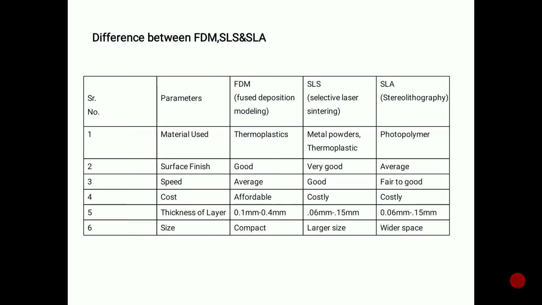And why did we choose FDM? The reason is that we made a comparison chart between FDM, SLS and SLA, and from that we can see that the material used in FDM is thermoplastic, which is way cheaper than the others. Although the surface finish is good and the speed is a bit average, the cost is affordable, which is the main reason. The thickness of the layer is 0.1 mm to 0.4 mm. The size is compact. So we thought of using this FDM modeling process.